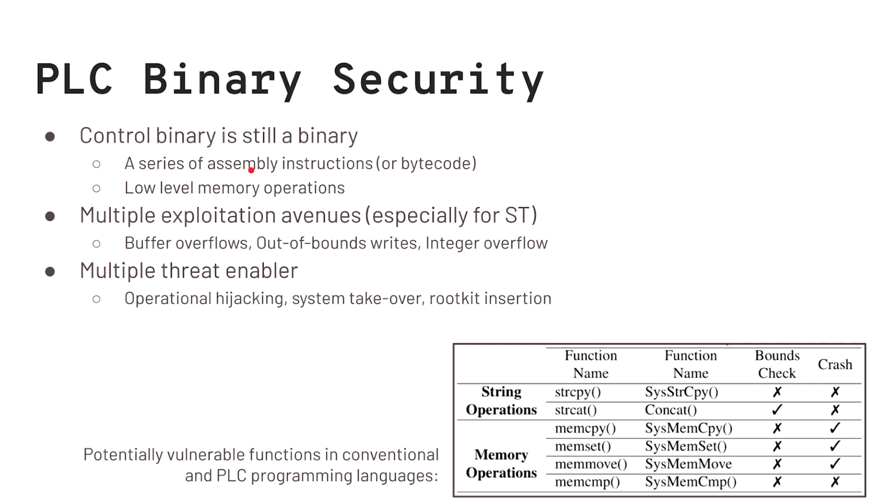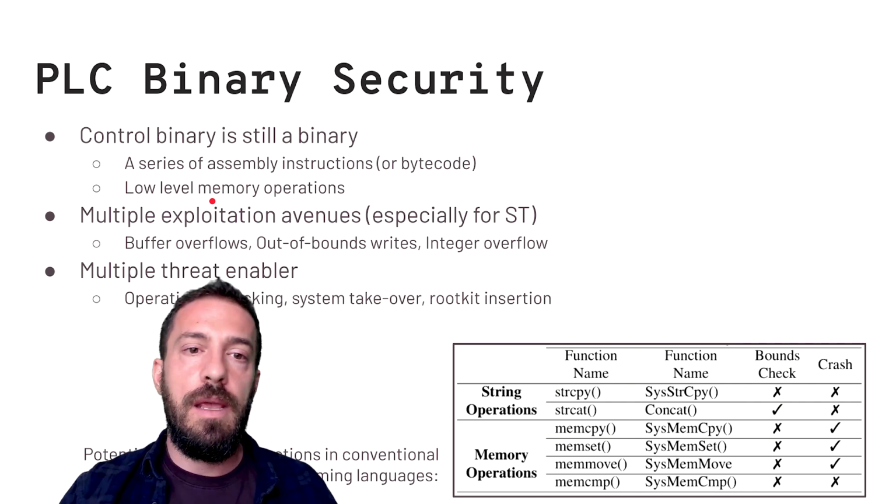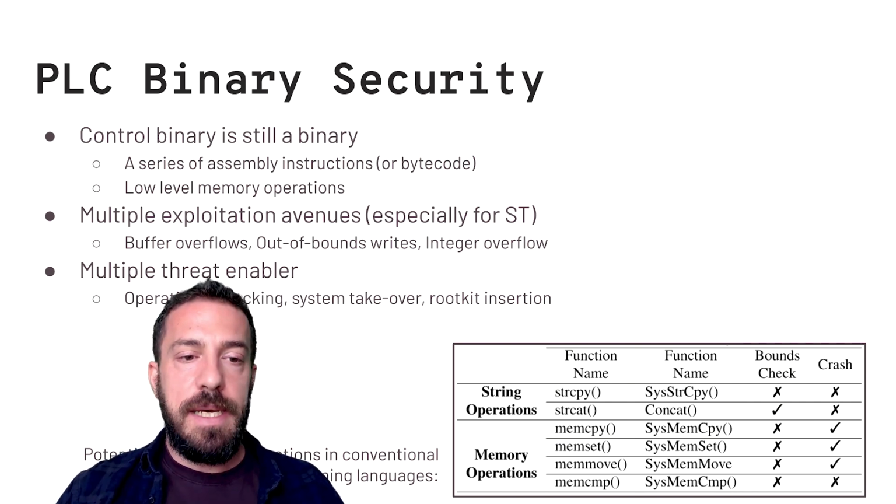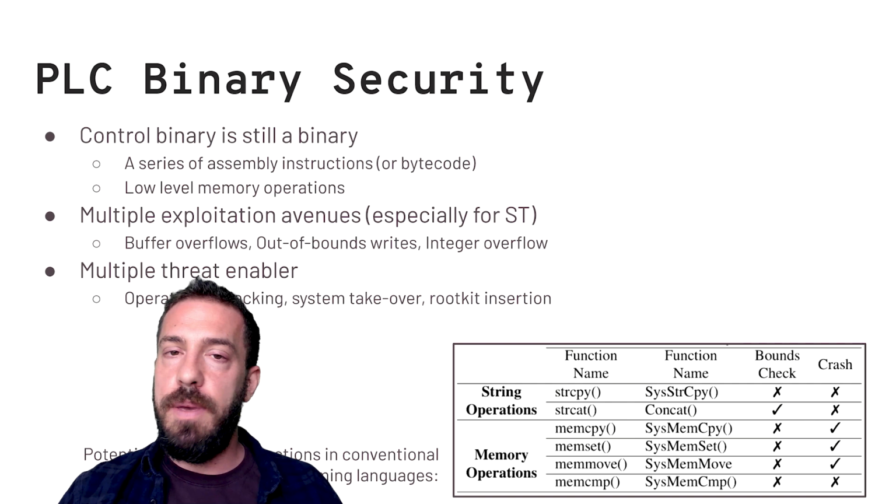So it has assembly instructions, but it's not an ELF binary. It's not your standard library to be loaded by your standard loader. It could have regular assembly instructions, or bytecode in case of Siemens. Siemens has a bytecode representation. The Codesys framework is producing assembly instructions directly, and also has low-level memory operations. So the PLC binary may be special, but some things can be ported.